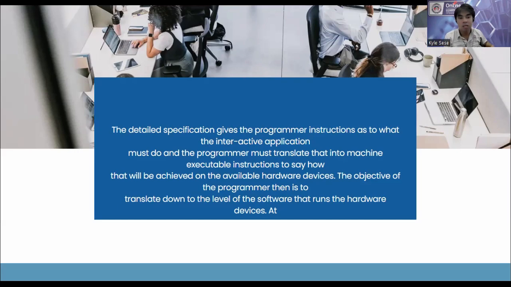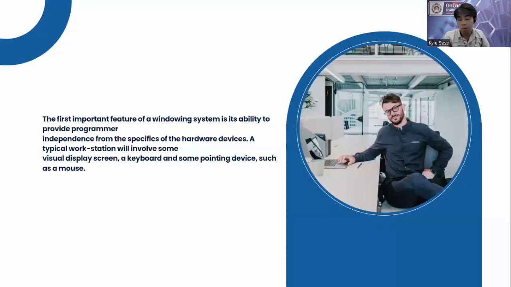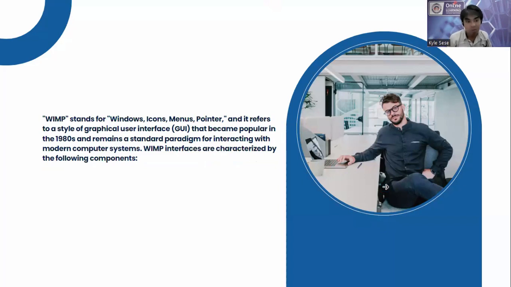In this topic, class, we will also discuss what we call the WIMP. The first important feature of a windowing system is its ability to provide programmer independence from specification. So let's discuss the WIMP. WIMP stands for the windows, icons, menus, and pointers. It refers to a style of graphical user interface, or what we call the GUI, that became popular in the 1980s and remained a standard paradigm for interacting with modern computer systems.